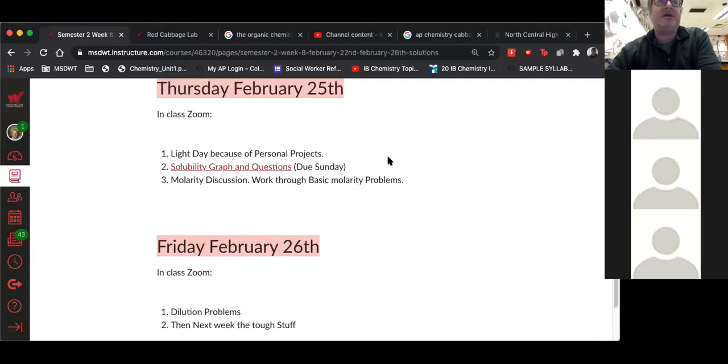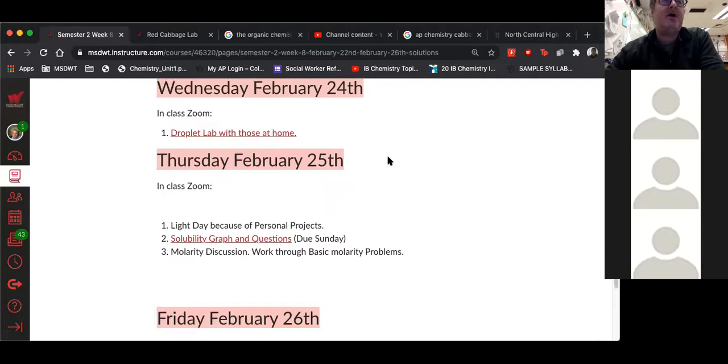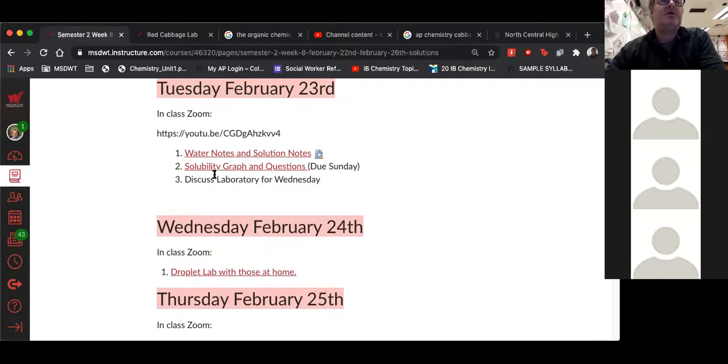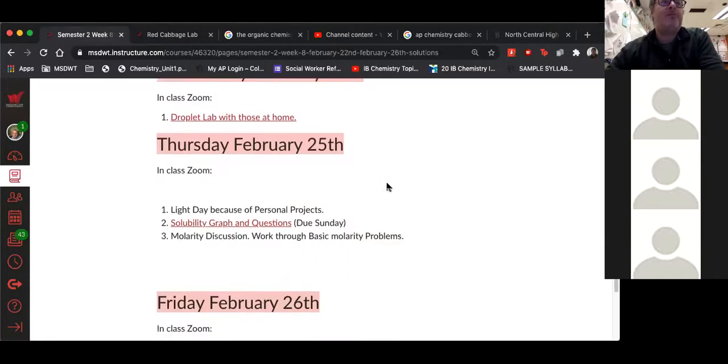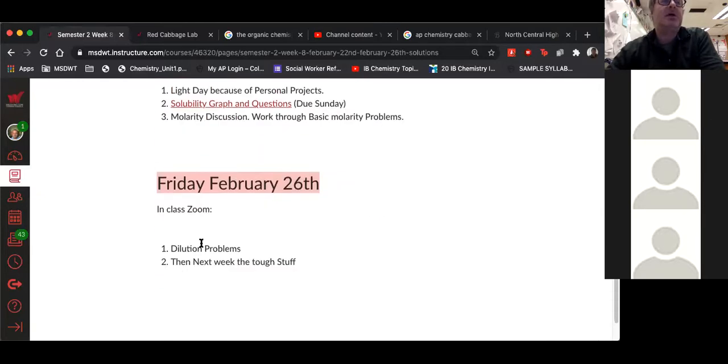Those of you that are coming in, they only had 2 for their class and they were able to handle it pretty well. Today, we want to go over the solubility graph real quick. And then we're going to discuss something called molarity and work with basic molarity problems. And then tomorrow we will do dilution problems. And then next week, the tough stuff.